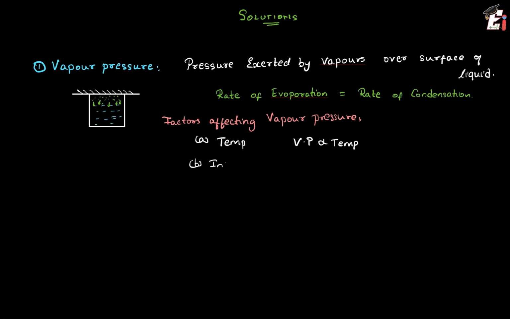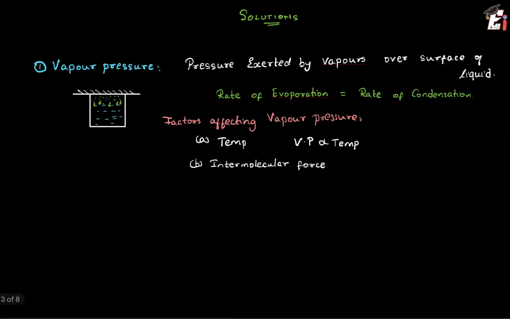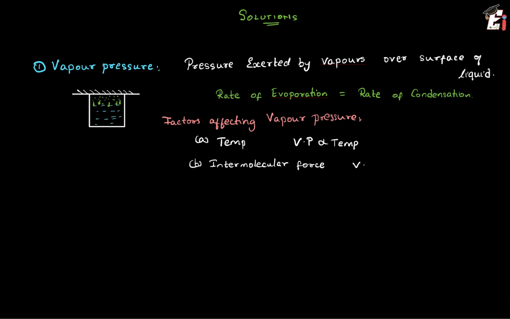Next, intermolecular force. If you decrease the intermolecular force, the substance will be more in the gaseous state, and those gases are going to put pressure. If intermolecular force is less, more gas is there, that's why vapor pressure is more. So vapor pressure is more if the intermolecular forces are less. So it is inversely proportional to intermolecular force.